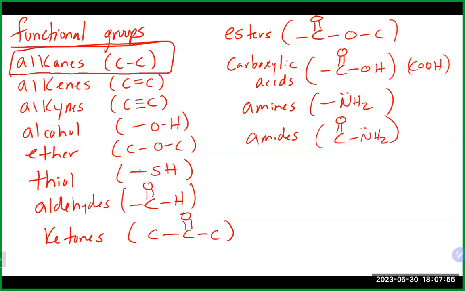Now, let's talk about alkanes specifically, and we'll start with those first. Alkanes are really your basic organic molecules. They have carbon-carbon single bonds, basically, and they have a general formula of CnH2n+2, where n is the number of carbons.